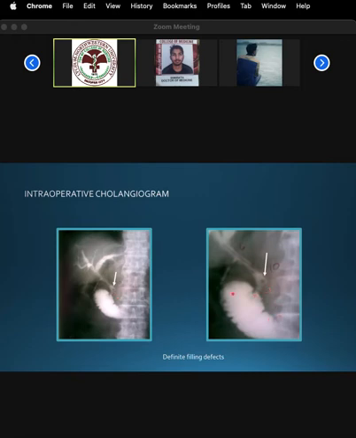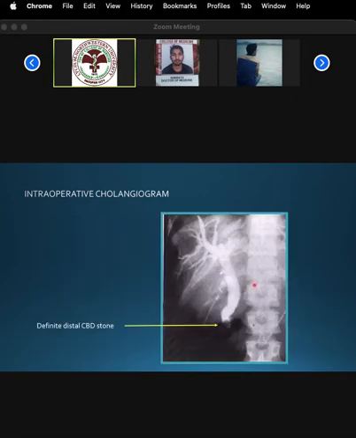It's a small stone, that's why you still have egress of contrast medium into your duodenum. So another patient with a more definite filling defect there. So that's the stone. That's the biliary tree, right, left, with no egress of contrast medium into your duodenum. So obviously, you have a complete distal CBD obstruction.